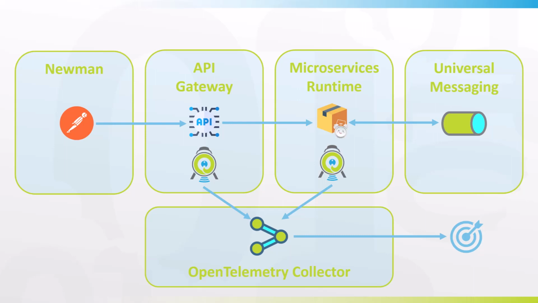Now the true power of the solution comes from the fact that no matter how many hops a transaction takes across the different components or how many threads get spawned, Otelscope is able to link the entire execution via a unique trace ID, finally giving webMethods customers end-to-end visibility of the entire transaction.